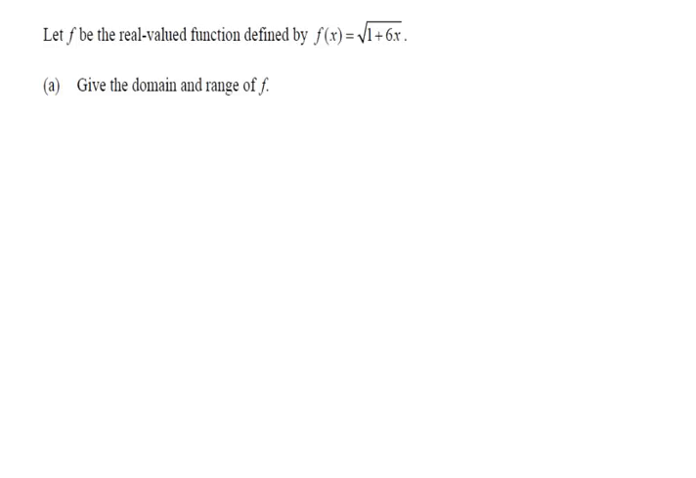With the next question, we have the function defined by f of x is the square root of 1 plus 6x, and we're asked to find the domain and the range of f. Well, a square root function, a radical function, is defined only where the radicand is greater than or equal to 0. So we simply need to solve 1 plus 6x is greater than or equal to 0, and that would give us x is greater than or equal to negative 1/6.